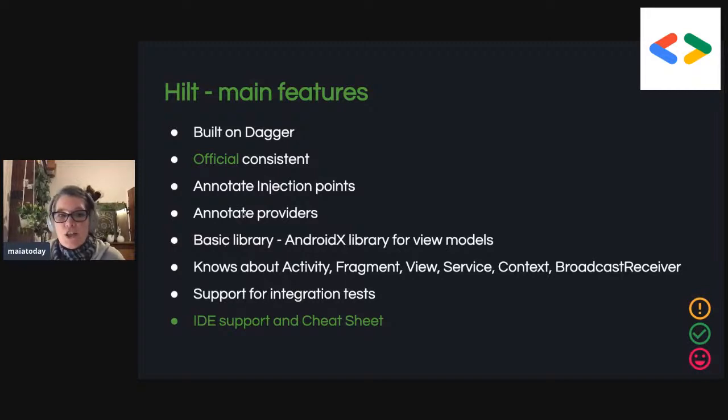Because it's annotation, it means it's going to generate some code. So Koin doesn't generate code, but because we're using annotations here, Hilt needs to generate code. It's got a basic library for basic annotations, and then there's another AndroidX library that allows you to access view models or inject view models. And then the other thing that's great about Hilt is it knows about activities, fragments, views, services, broadcast receivers, and context. So it knows how to set those objects up so that you can inject into them. And also, if you need a context, you can access an Android context.